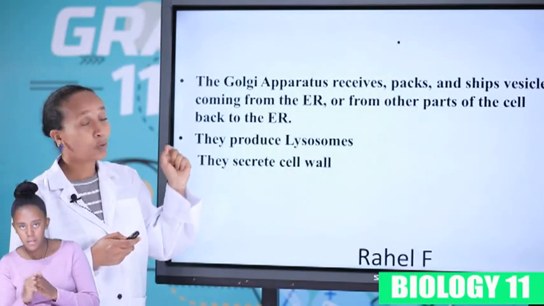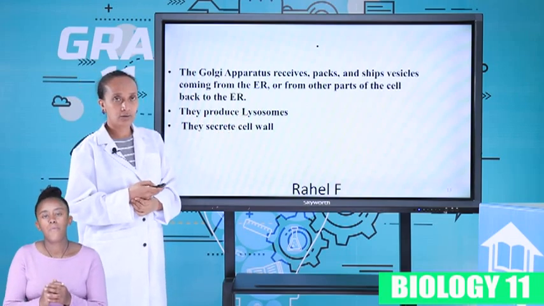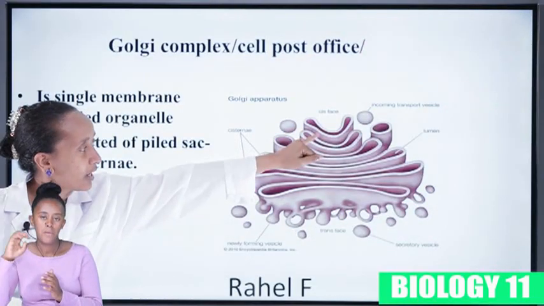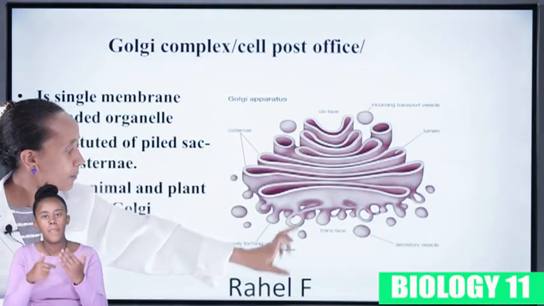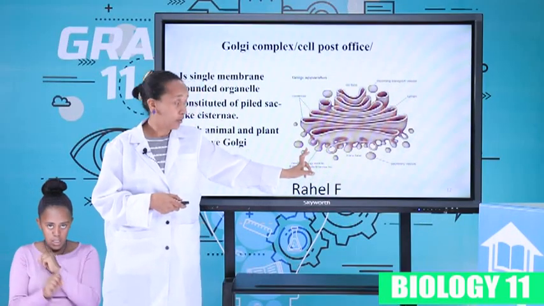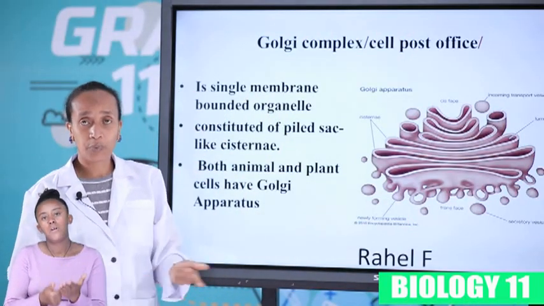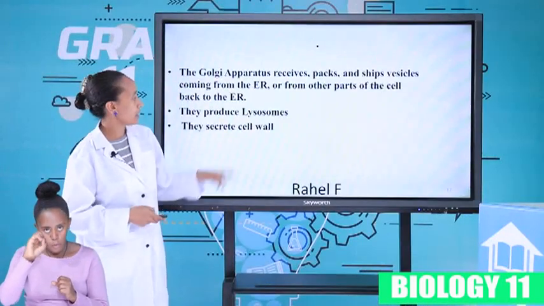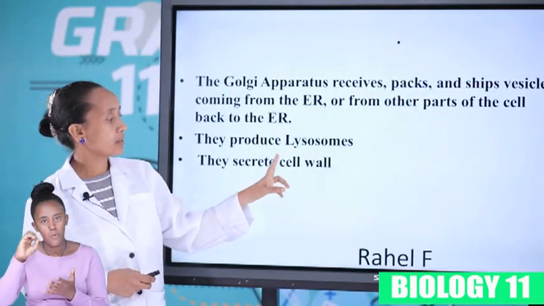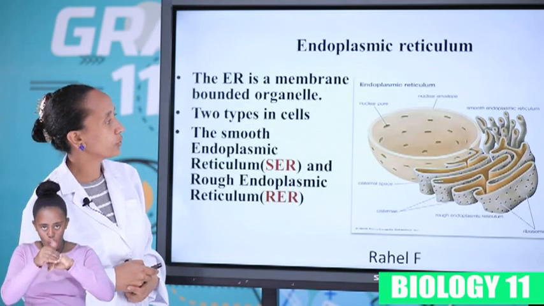In addition to this, the Golgi Complex is the site for lysosome production, because in Golgi Complex, as you see here, after the material is processed in all these steps, finally it is released in the form of vesicle. One type of vesicle that can be formed in this way can be lysosome. So we can say that Golgi Complex produces lysosomes. And it secretes cell wall. In the case of plant cells, cell wall is secreted in Golgi Complex.